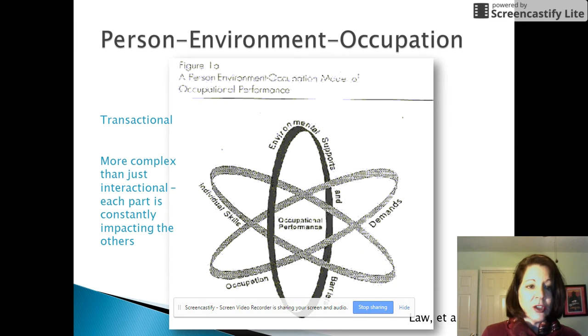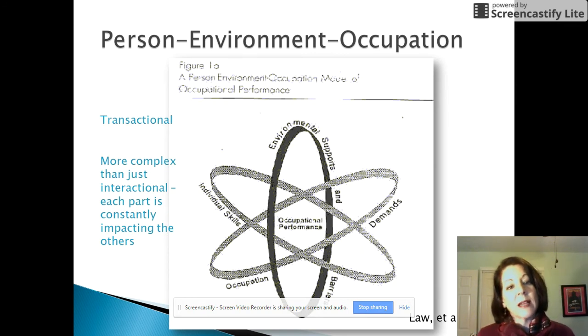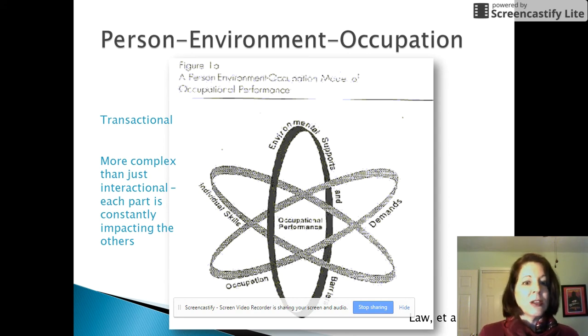And so it's a transactional model, which means that it's more complex than just interactional, meaning that at any given time, when one thing changes, everything else is changing. So in that way, it's kind of like the Model of Human Occupation in that there's this hierarchical sense. They don't use that word in this model, but if we were comparing it to the MOHO, that's one thing that we would look at, is that things all influence each other. It's happening all dynamically at the same time, and as one thing changes, other things change as well.